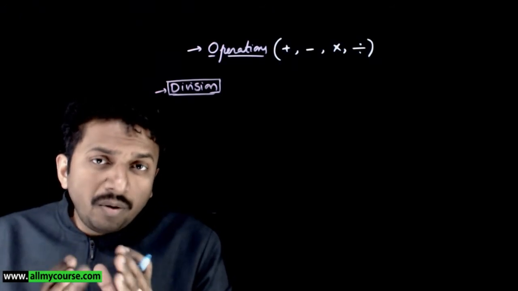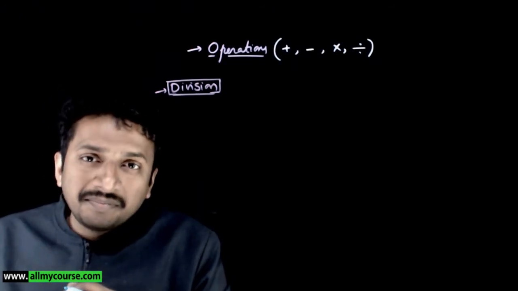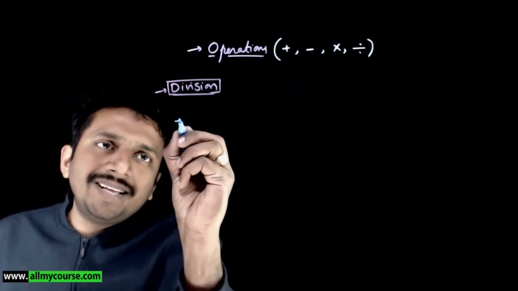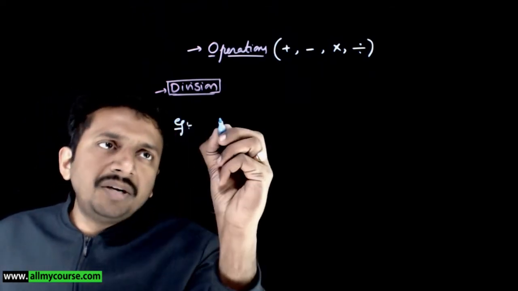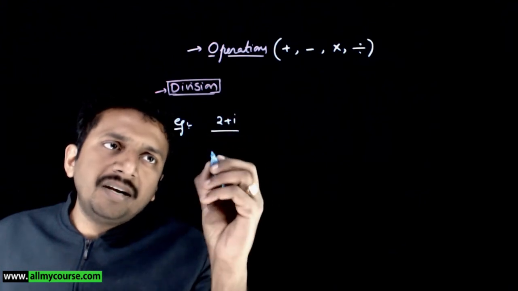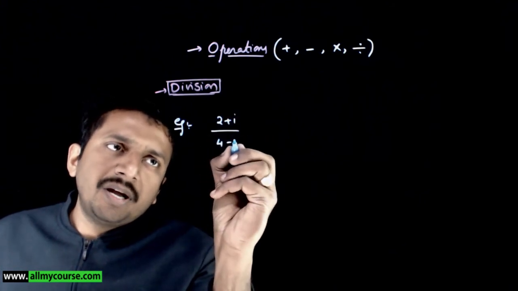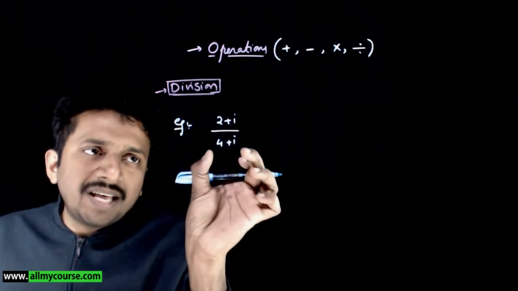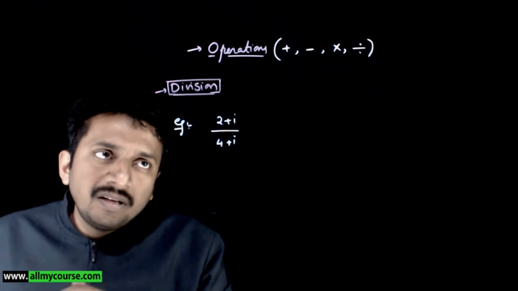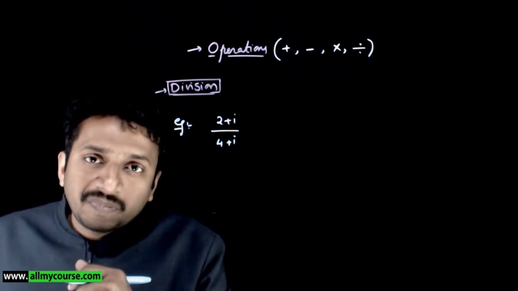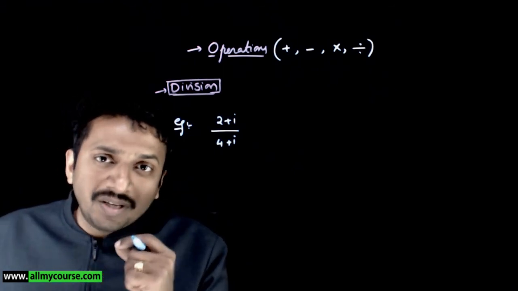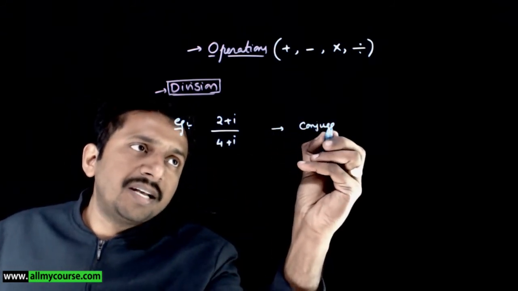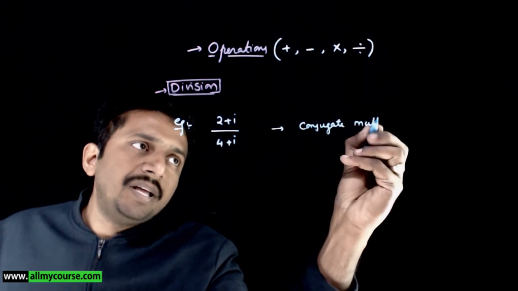So next we look at the operation of division. How do we divide two complex numbers? Let us take an example. Say we are asked to divide 2 plus i by 4 plus i. You don't do it directly. What we do is, we have a process called conjugate multiplication.